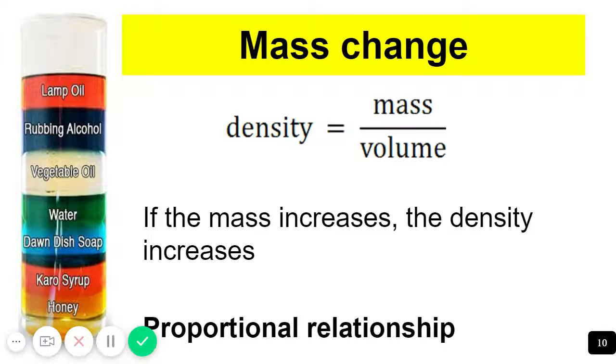What it means by proportional is if one factor increases, the other factor also increases. So if one goes up, the other goes up. If one goes down, the other goes down. That is proportional. So remember the word proportionate. Proportionate here means the same.